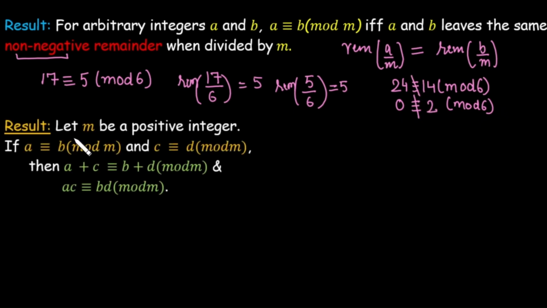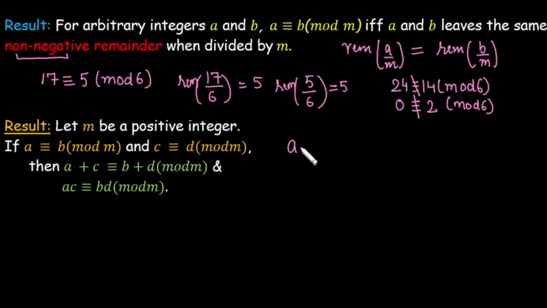Another result we have: let m be any positive integer. A is congruent to B mod m. C is congruent to D mod m. This is given to us. It says that when we add A and C, and B and D, still the congruency is preserved. Even if we multiply these two terms, still the congruency is preserved. Let's understand with the help of an example.